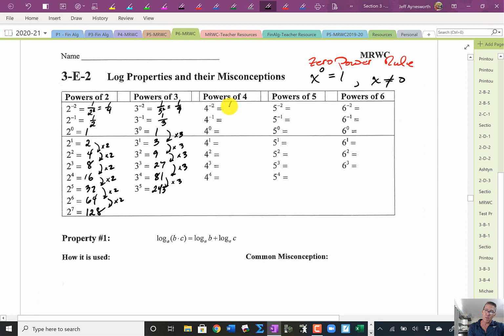Now, powers of 4, similar idea. So you have 1 over 4 squared, or 1/16, 1/4 here, and then 1. There's your 0 power rule all the way through. Any number to the 0 power is 1.